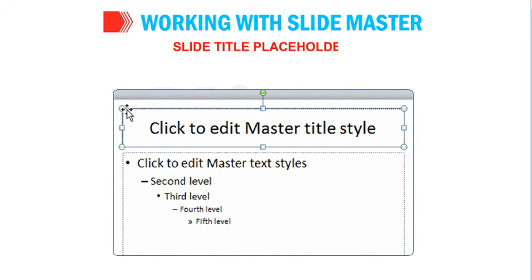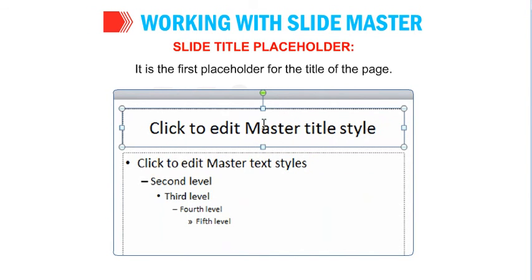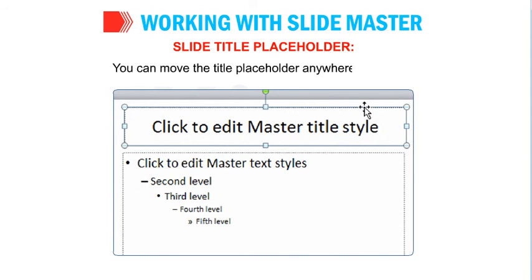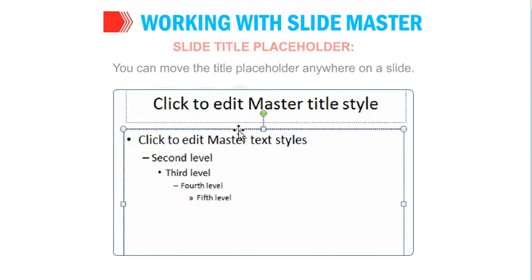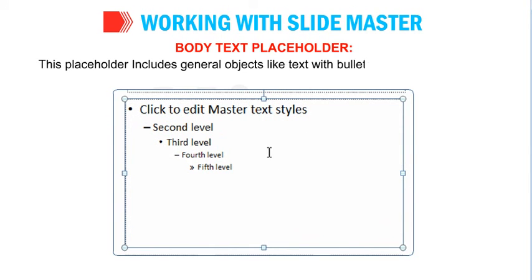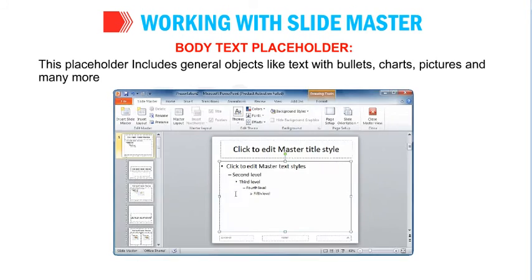Slide Title Placeholder. It is the first placeholder for the title of the page. It contains a title. You can move the title placeholder anywhere on a slide. Body Text Placeholder. This placeholder includes general objects like text with bullets, charts, pictures, and many more.